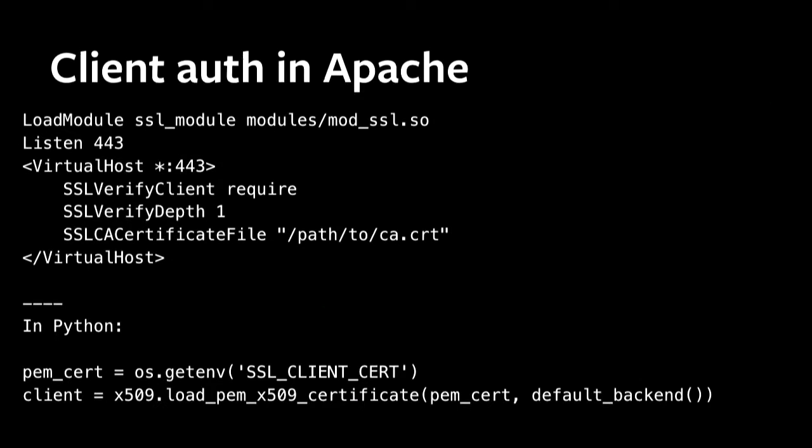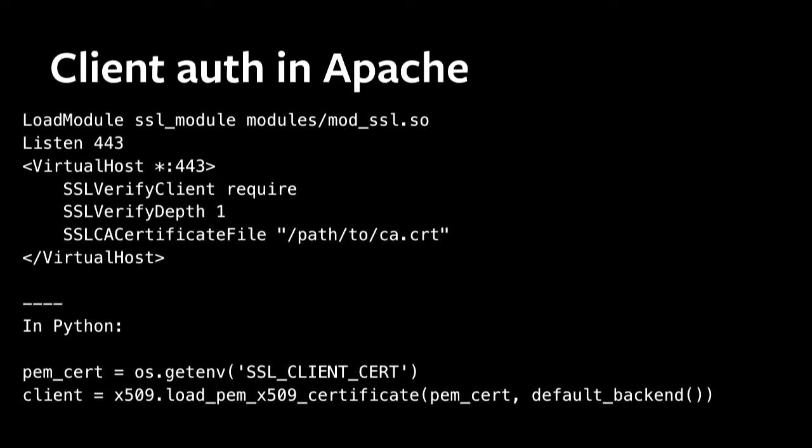Because there's a lot of good projects out there that can do that for you. So Apache, for example, I can configure my Apache server to do that for me, so I don't need to worry about that in Python itself. I can configure Apache, the language is obviously different, but it's expressing the same thing. So verify client require, verify depth 1, that means that I only trust certificates signed by that CA and not sub-certificates. And I might want that for some reason, but this particular example I don't.